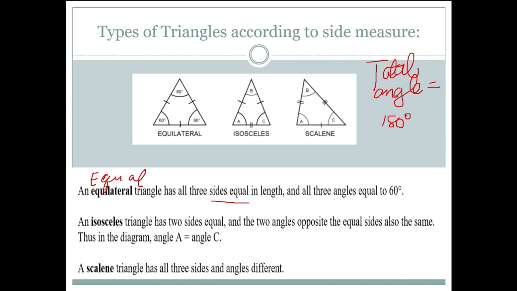Let's continue. We have isosceles triangles. So these are triangles that have two sides equal in measure. This symbol here means equal. So the two sides are equal and the other side is not. But we say scalene triangle, no side is equal to any. So meaning to say they all have different side measures.